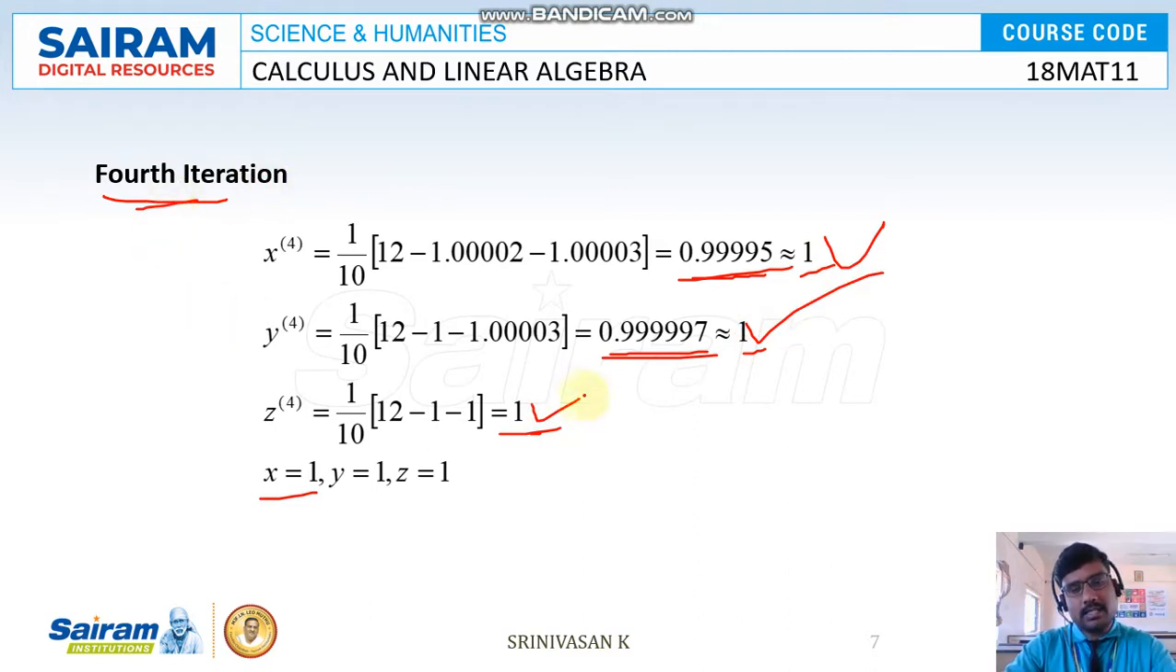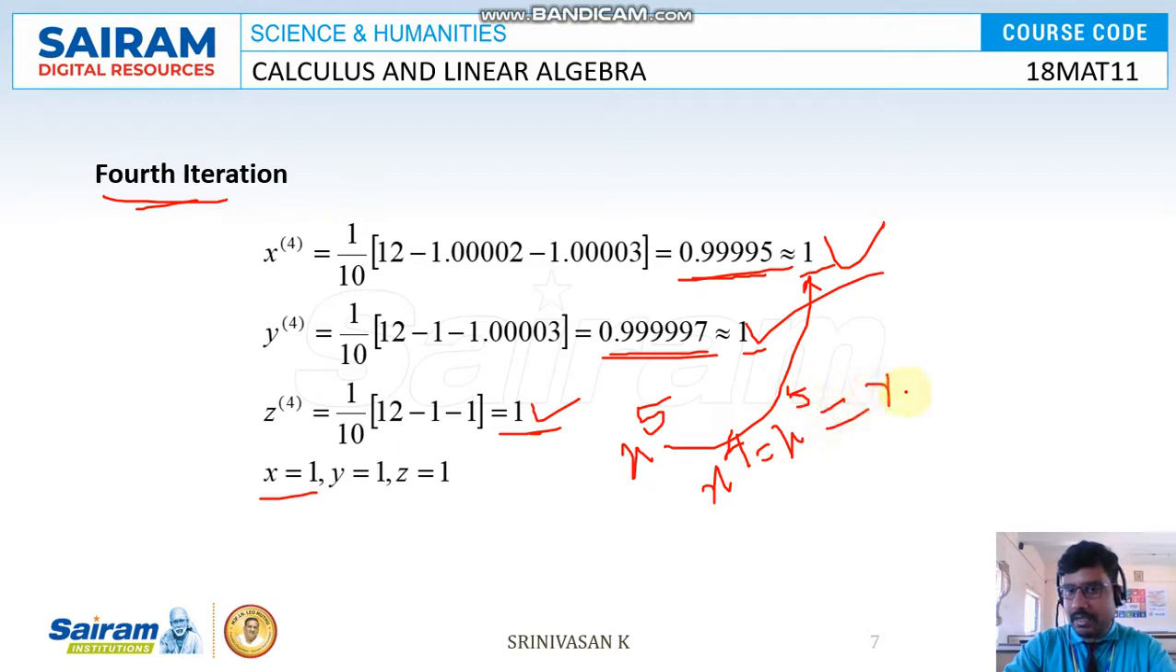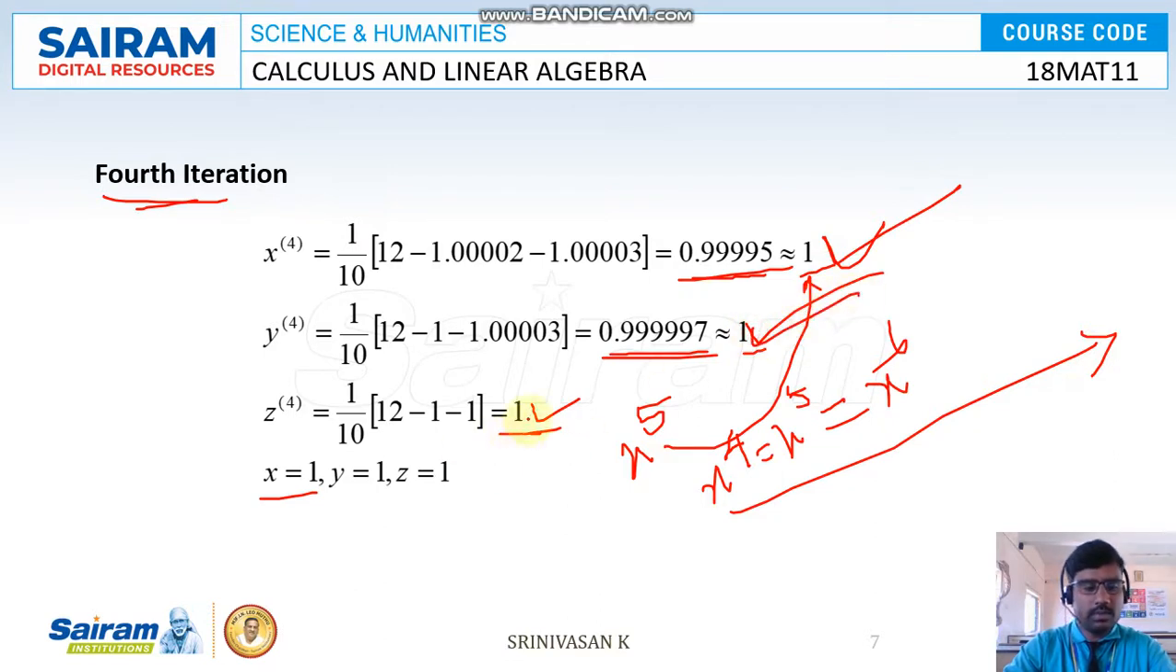If you do the next step, x power 5, exactly the same answer will come. So hereafter, x power 4 equals x power 5 and x power 5 equals x power 6. Hereafter, you will continue the process. The exact answer definitely will come 1, 1, 1 only. So the solution of the equation is 1.